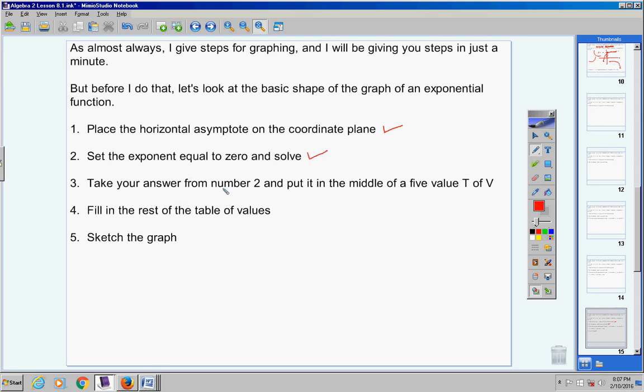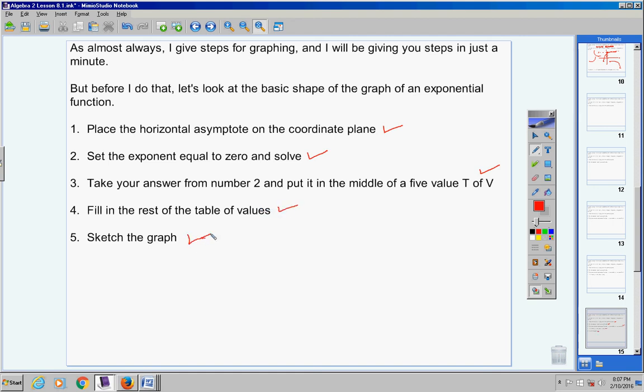Next, you take your answer from number 2 and put it in the middle of a table of values that holds 5 values. I will show you how to do that, although you should already know how to do that. Lastly, fill in your table of values, which we always do, and then sketch the graph.